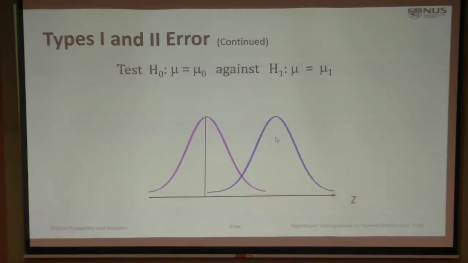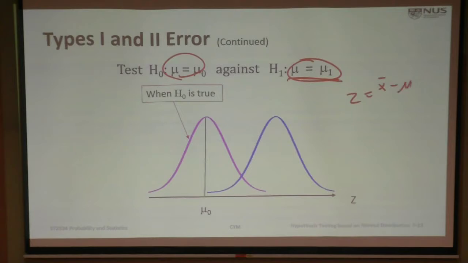Okay, so let's look at this scenario. Here, very simple, I have two statements. Mu equal to mu naught. That's what I believe. But I want to test against it and say that mu, in fact, is not mu naught, but equal to mu1. So here, this is when the null hypothesis is true. The test statistic Z here is X bar minus mu naught over sigma over root n. We'll discuss this in a while. But this is the test statistic.